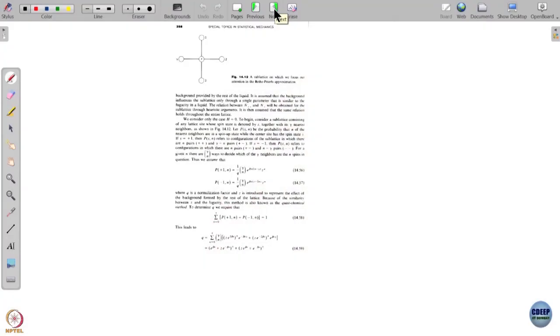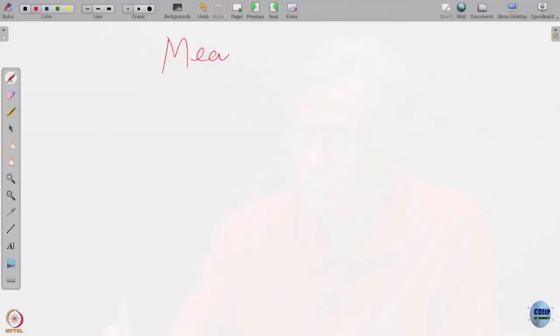So, the next level, one that does better with considerably more work, is the Bethe approximation, but we are not going to do that. So we'll stop here as far as mean field theory goes.